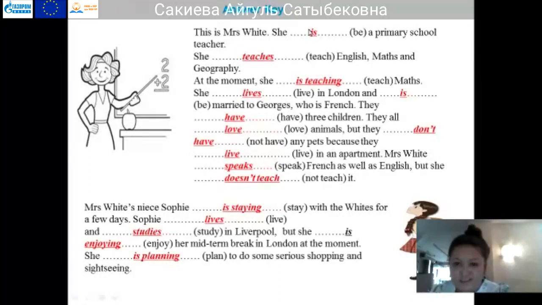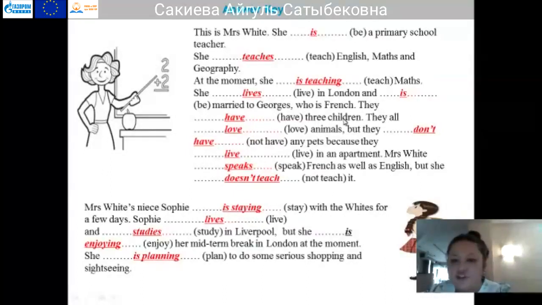The first one is because this is what kind of verb? Stative verb. We cannot use with ing. Yes. Present simple. Present continuous is teaching, because of the words at the moment. She lives in London. This is what kind of situation? This is a permanent situation. And is married to George. This is like a fact or a permanent situation.